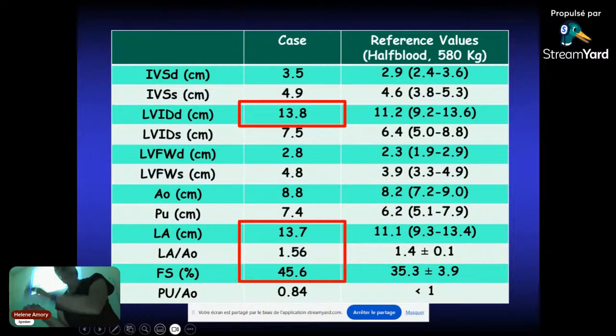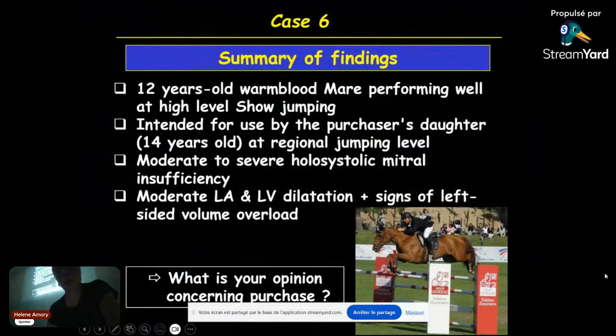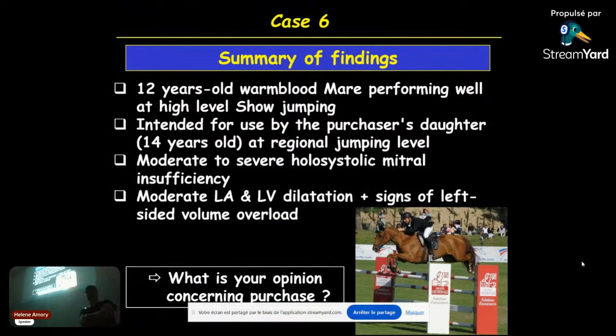Thus we saw it subjectively, and we can also measure it, okay? And in summary, this mare is performing completely well, intended for use at a lower level, but she has a moderate to severe holosystolic mitral insufficiency and a moderate left atrium, left ventricular dilation, and some signs of left-sided volume overload. What will be your opinion for this purchase?